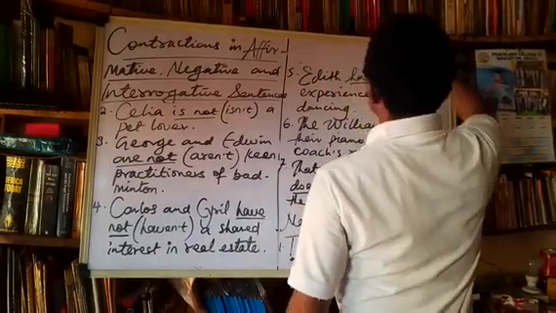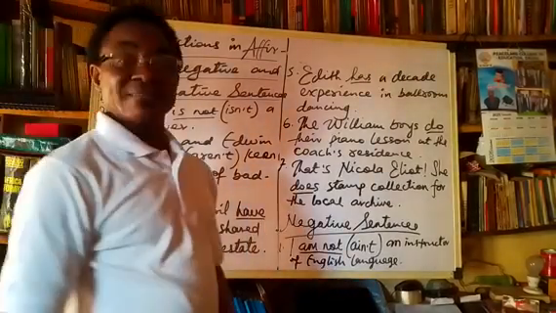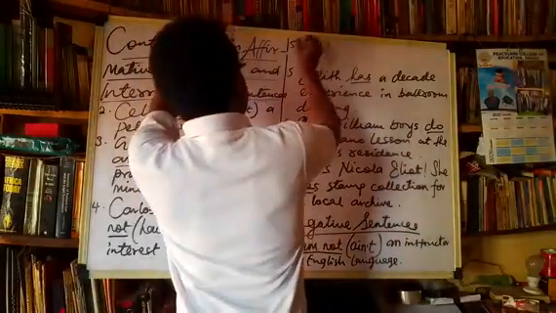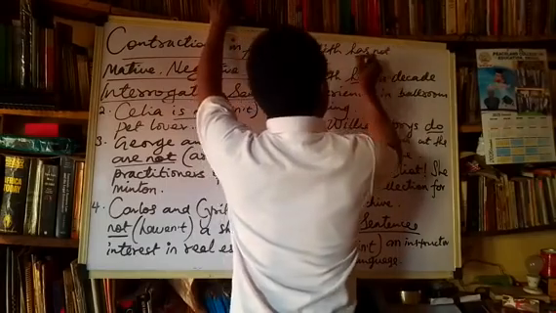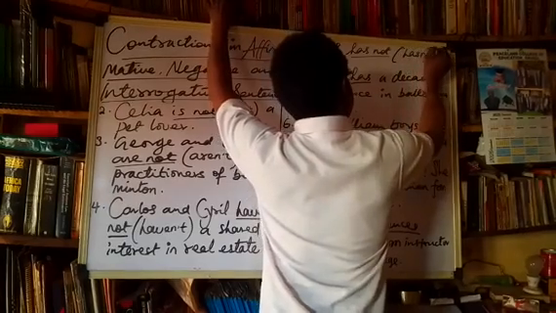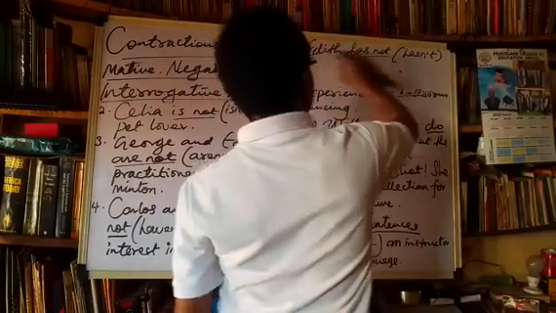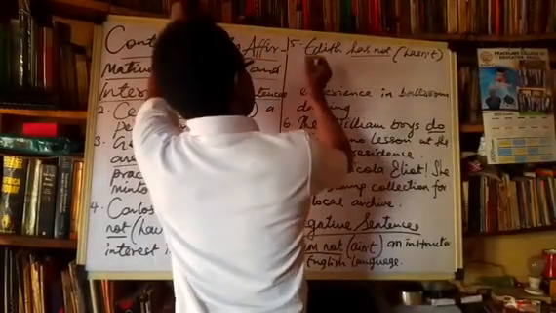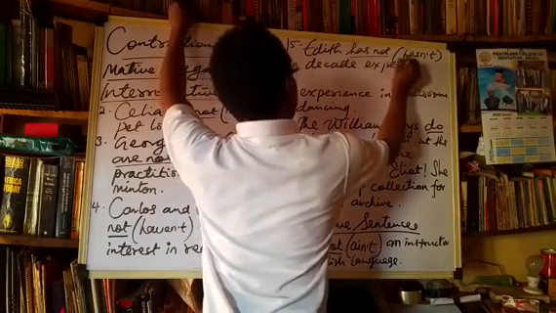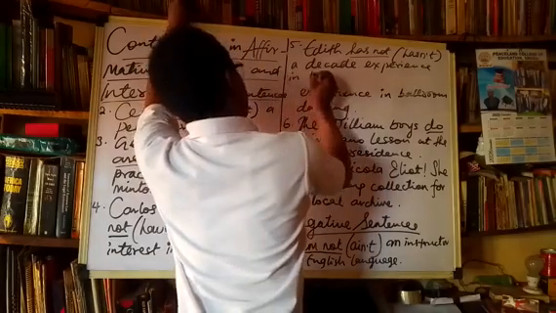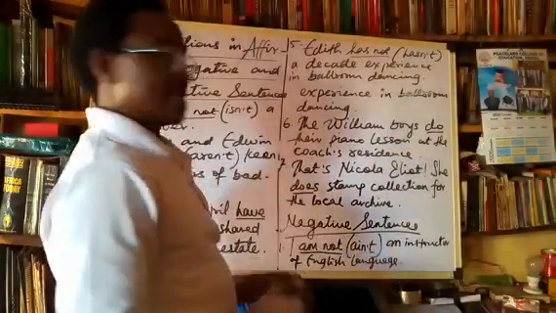And that takes us to sentence 5. Sentence 5 says, Edith has a decade experience in ballroom dancing. So we don't say Edith has not, or say Edith hasn't a decade experience in ballroom dancing.